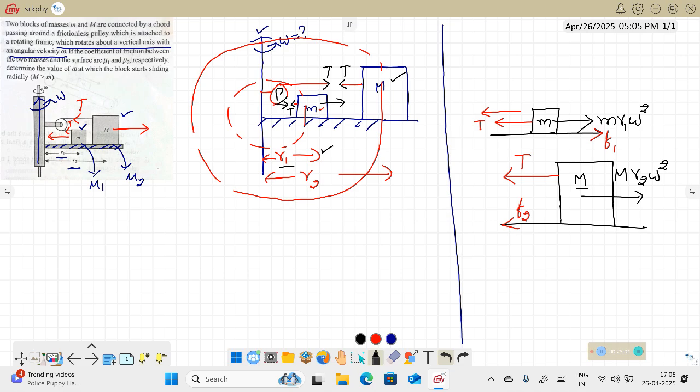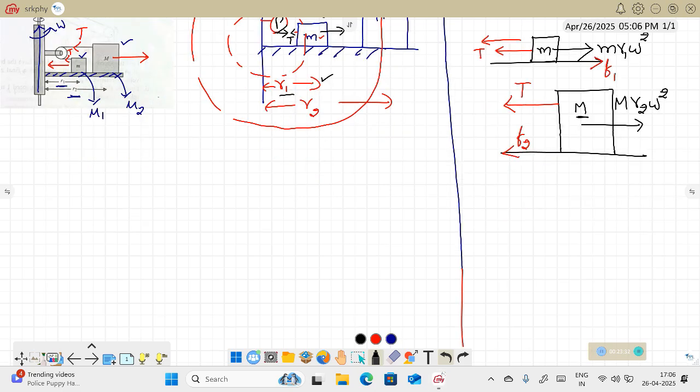First, our concept is which experiences the most centrifugal force. Capital M does, that means the block with more mass experiences more centrifugal force. So this block makes the small m move, because both are internally connected. Capital M is moving towards the right side, so small m will move towards the left side, because they are connected with a massless string along with rotation. Now from free body diagram 1 and free body diagram 2, we can write the equations to find the angular velocity of the rotation.